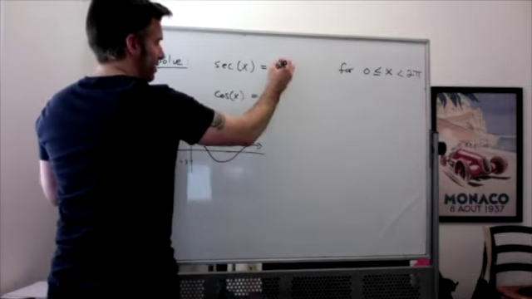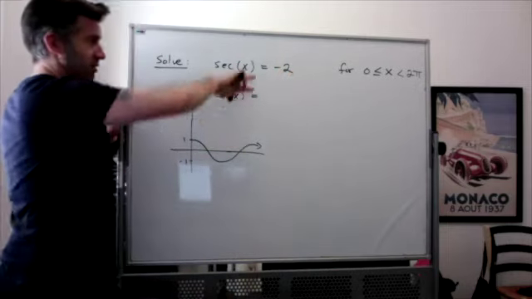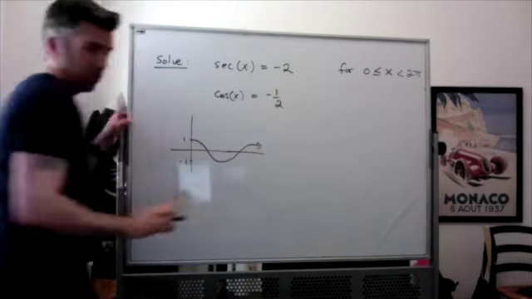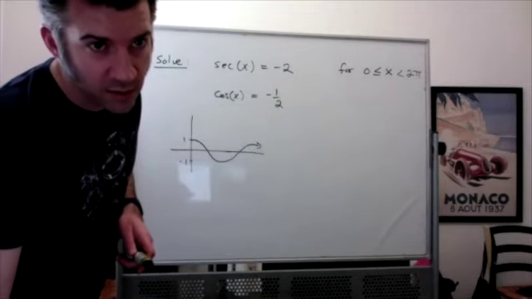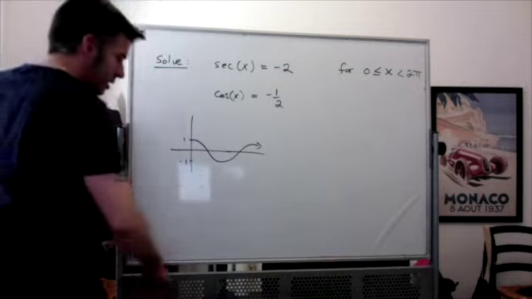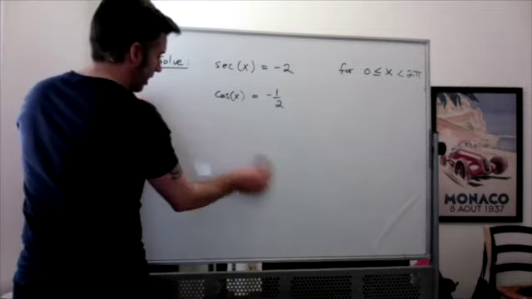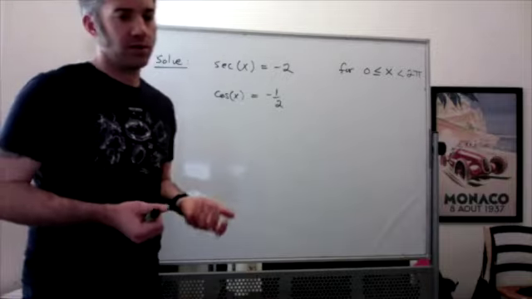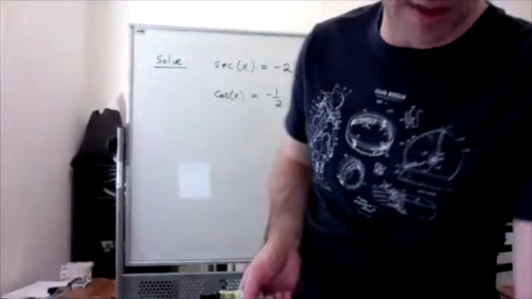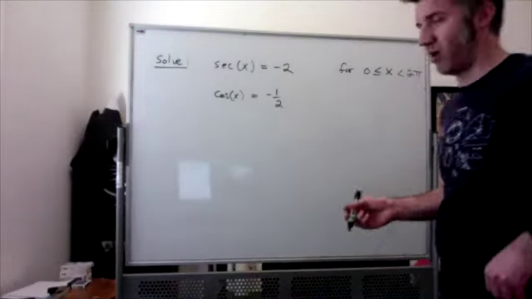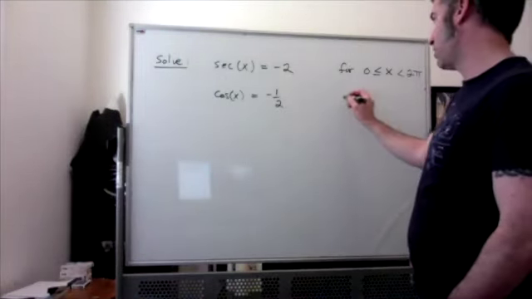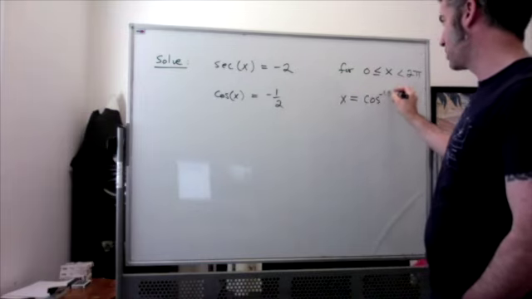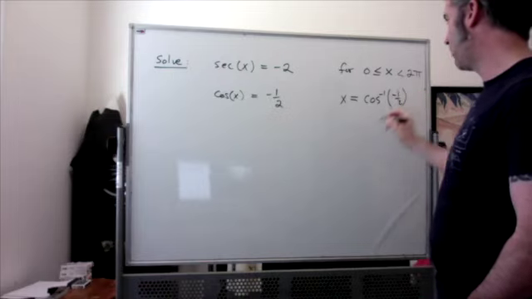The problem is supposed to be secant of x equal to -2. And if you take the reciprocal of secant, you get cosine. The reciprocal of -2 is -1/2. All right, so if I want to solve cosine x equal to -1/2, I will tell you there's a way to do so using a calculator. You would write x equal to inverse cosine of -1/2.